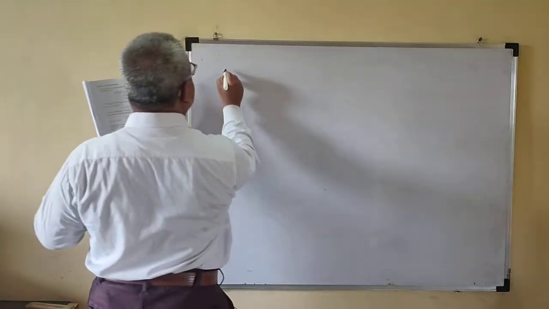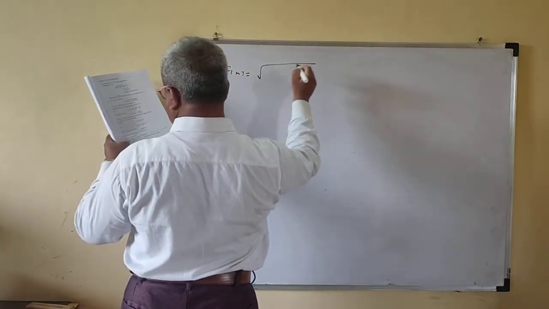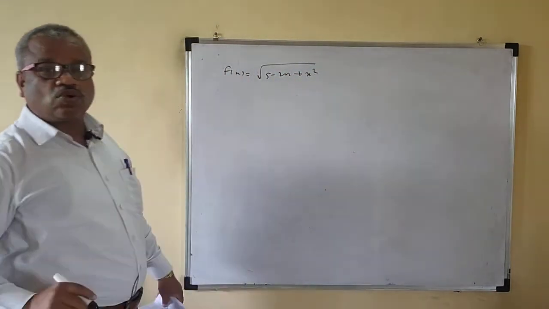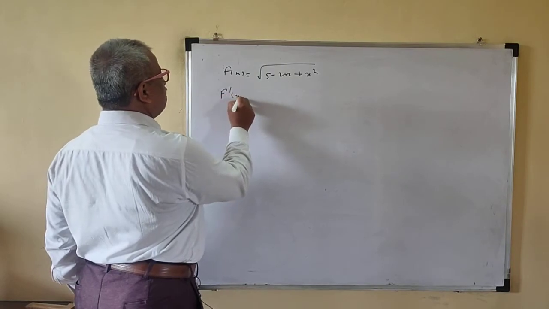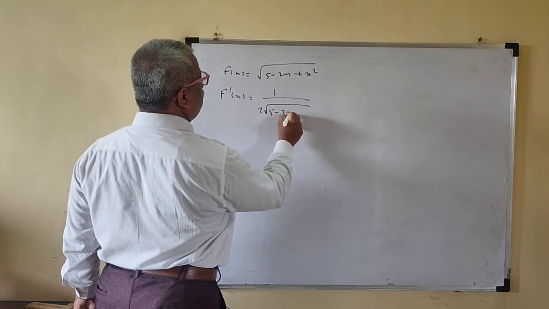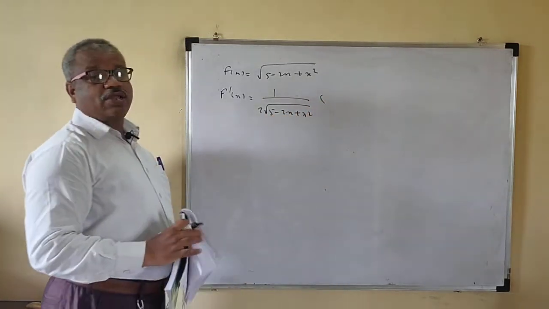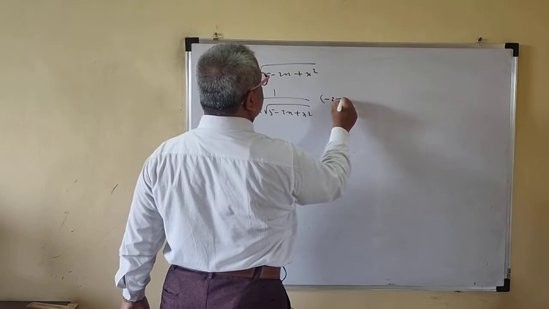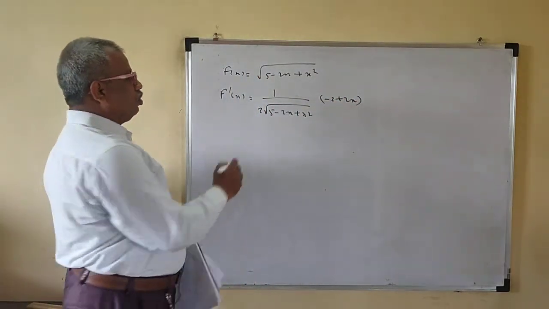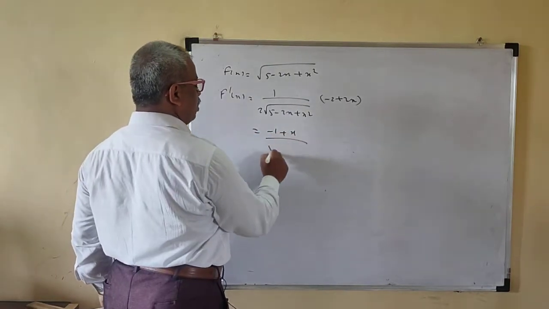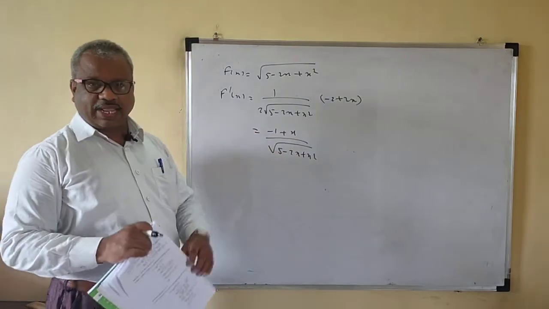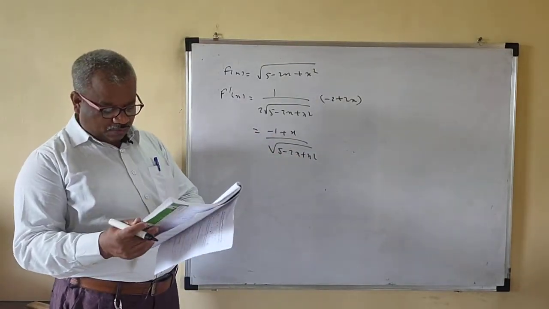Suppose f of x is equal to root of 5 minus twice x plus x square. So this is root of something. So f dash x is what? 1 upon 2 root of something, which is 5 minus twice x plus x square, into the derivative of something. The derivative of this is minus 2 plus twice x. So you can remove this 2. So we get minus 1 plus x upon root of 5 minus twice x plus x square, or x minus 1 upon this. You can rearrange the terms. Okay, so you can choose your correct option from this one.